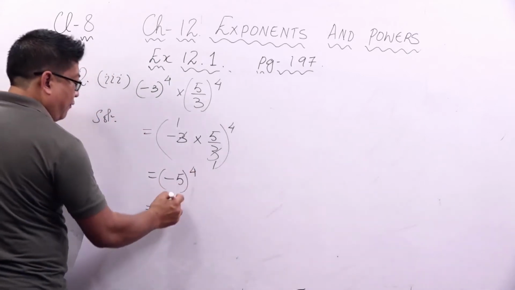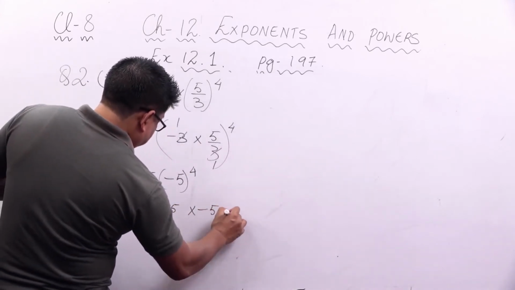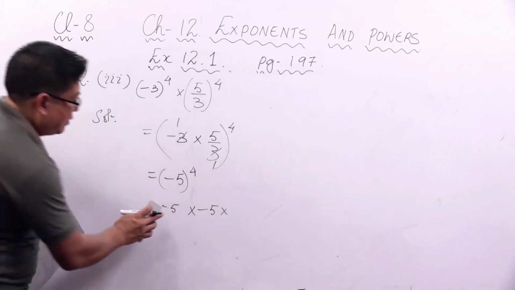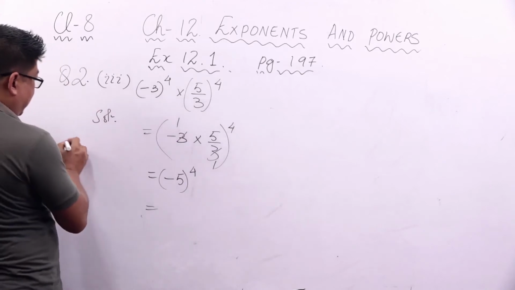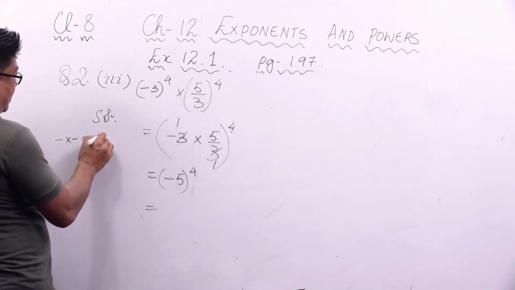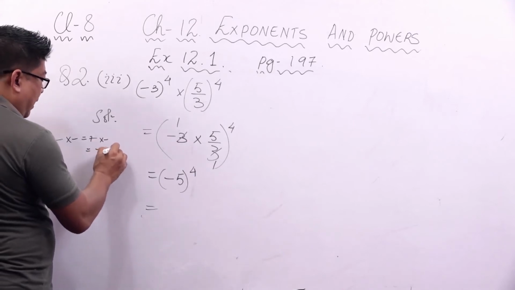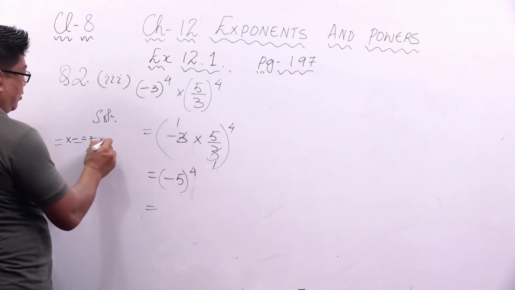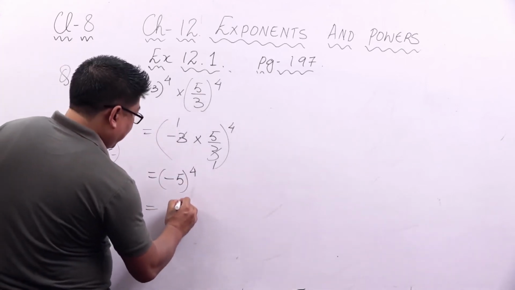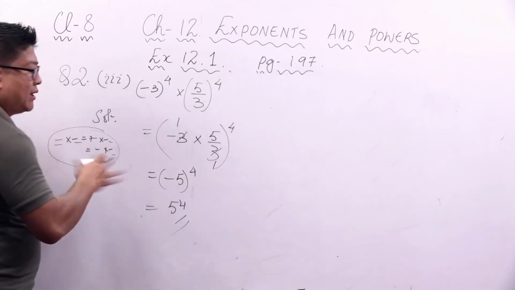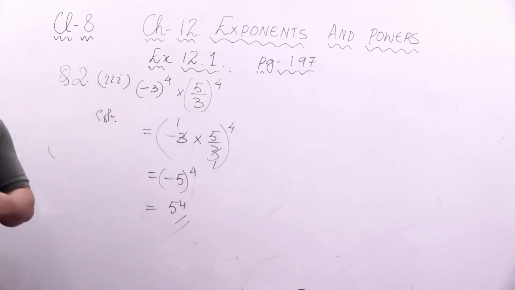So minus 5 is being multiplied like this. Or we can say in short, minus is being multiplied 4 times. That means minus into minus is plus, plus into minus is minus, minus into minus is plus. So 1, 2, 3, 4. 4 times after multiplying I get plus. So I will write 5 to the power 4. This minus will be removed. Okay? So this is the answer for question number 3.